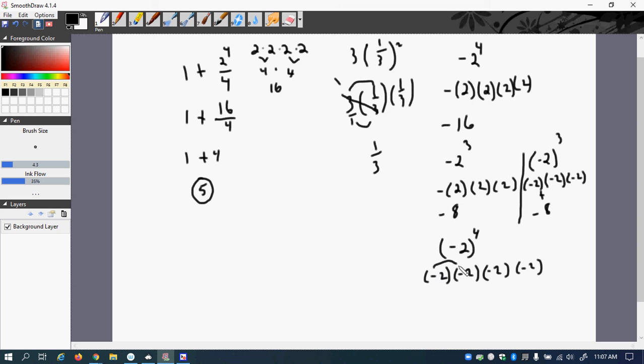So a negative times a negative is positive, times a negative is negative, times a negative is positive. So this turns out to be positive 16, where back here we got negative 16. So you have to be really careful when you see stuff like this. You need to pay attention to the parentheses, because if there are some, then it is including whatever sign. But if it doesn't have them, it's not going to include it. And so that's pretty important to see that.